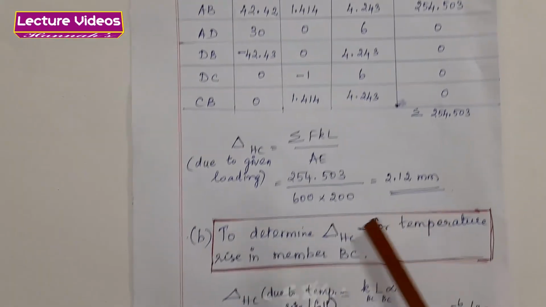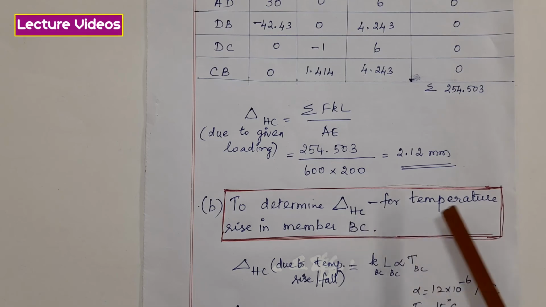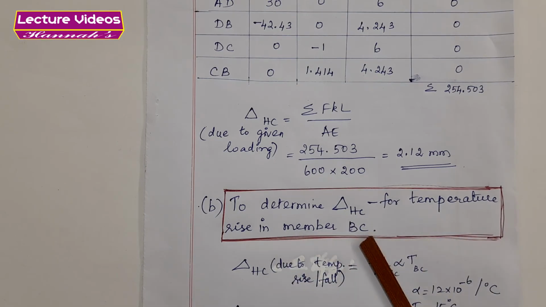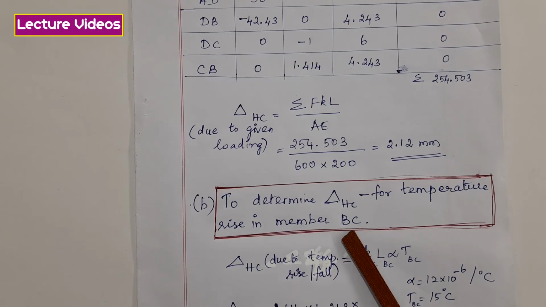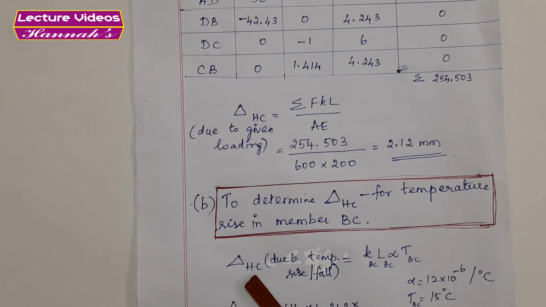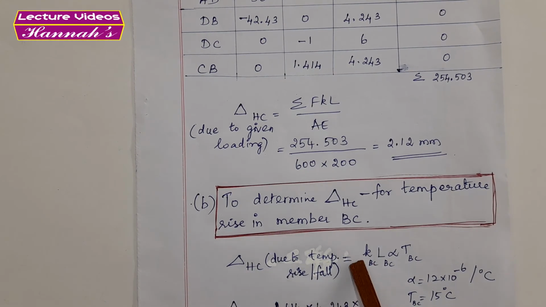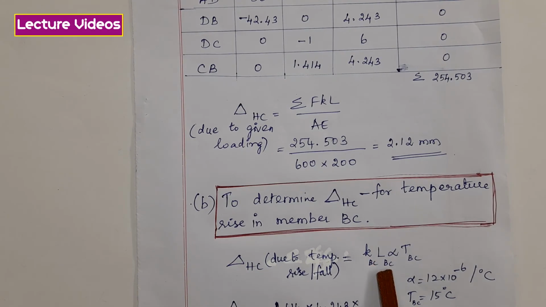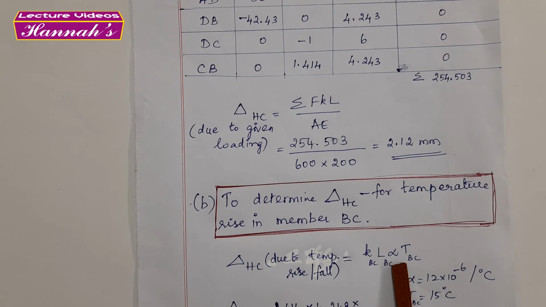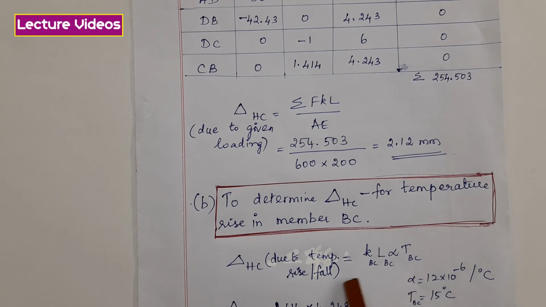Our next subdivision is to determine delta HC for temperature rise in member BC alone. If any member undergoes temperature variation, then the horizontal or vertical deflection in the truss at any point can be determined by the product of force in the member due to unit load, length of the member, coefficient of linear expansion, and the temperature rise or fall in the member.